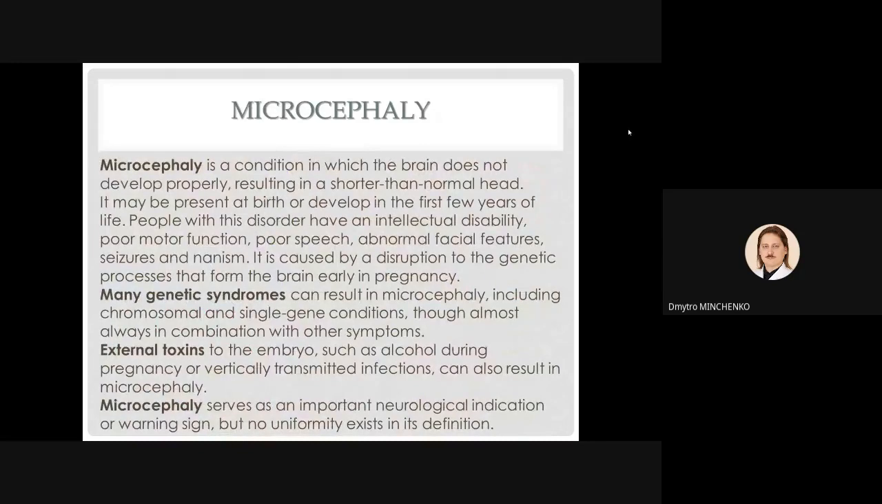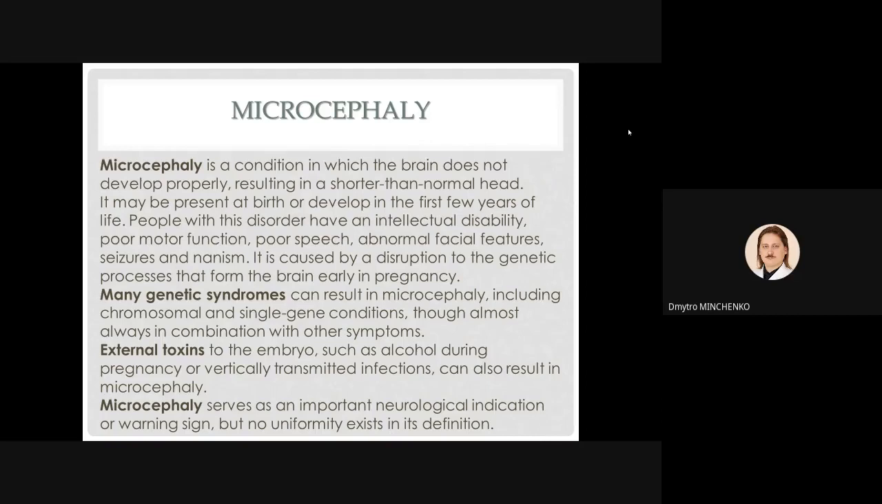Next, let's take a look at microcephaly. Microcephaly is a condition in which the brain does not develop properly, resulting in a smaller than normal head. It may be present at birth or develop in the first few years of life. People with this disorder have an intellectual disability, poor motor functions, poor speech, abnormal facial features, seizures, nanism. It is caused by a disruption to the genetic processes that form the brain early in pregnancy. So, like I mentioned previously, various teratogenic factors, depending on the stage of pregnancy, the effects of teratogenic factors can be different.